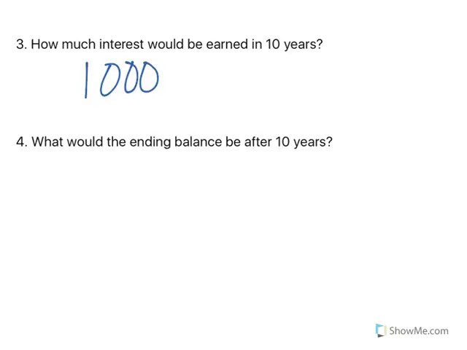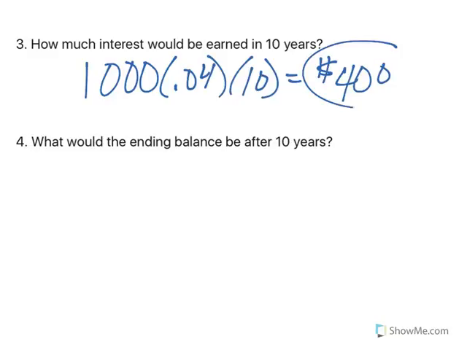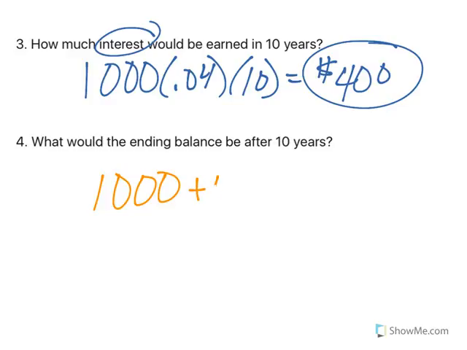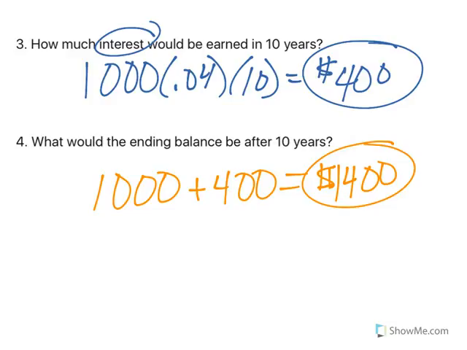So principal times rate times time gives me $400 in interest. So if I then want to find the balance, I would take my initial principal of $1,000, add my $400, and I would have $1,400 in the balance.